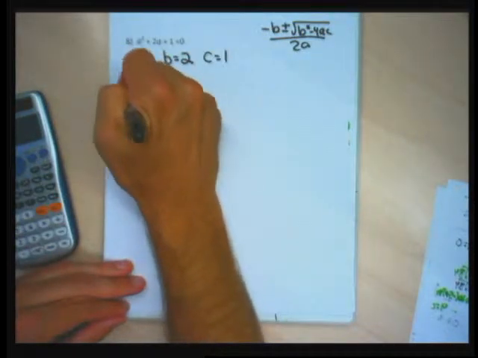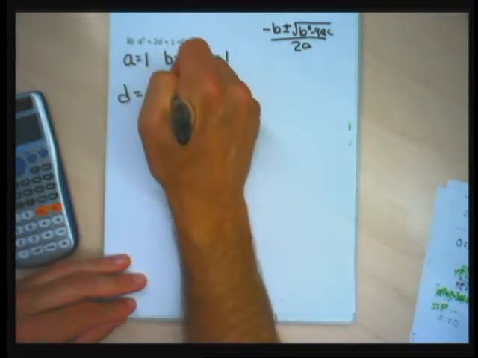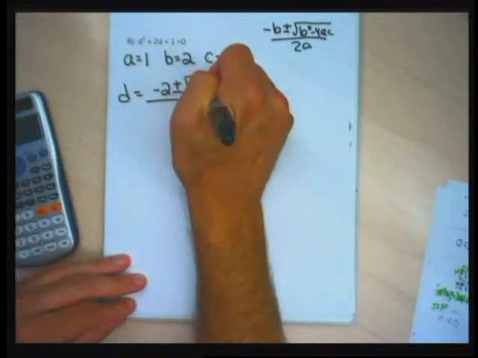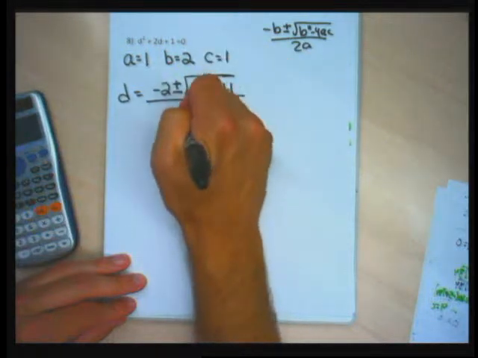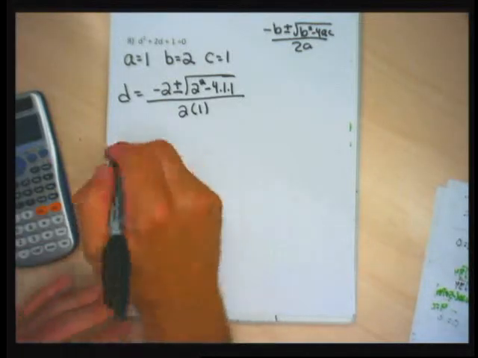So I'm going to go d equals fraction negative 2 plus or minus the square root of 2 squared minus 4 times 1 times 1 all over 2 times 1. This is kind of a special problem. It's one of the rare problems where you only get one solution. So let me work on this by hand, then I'll do it on my calculator.